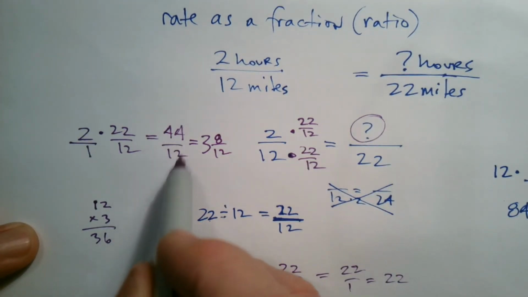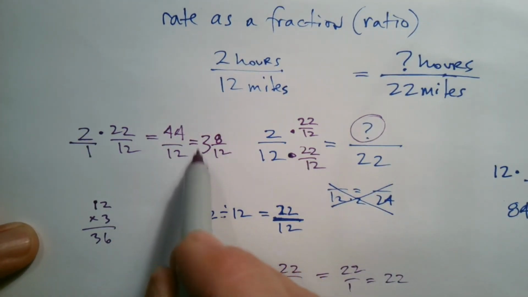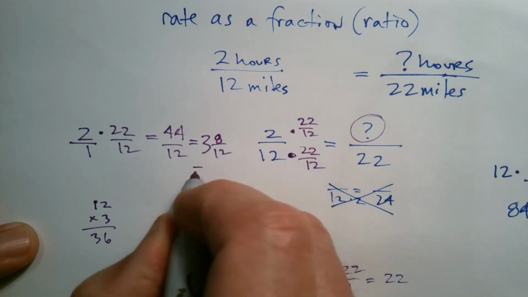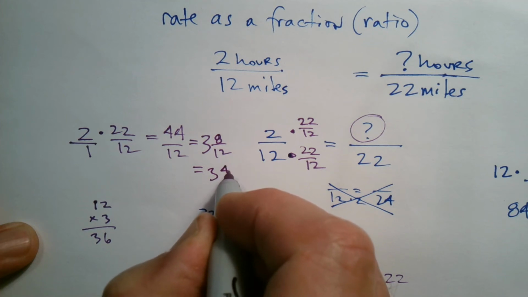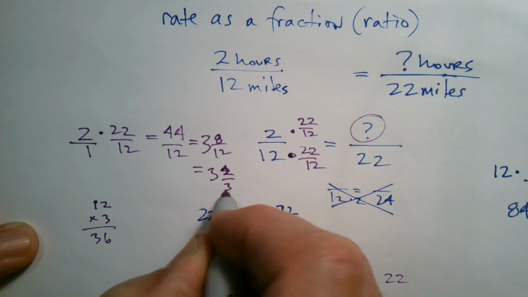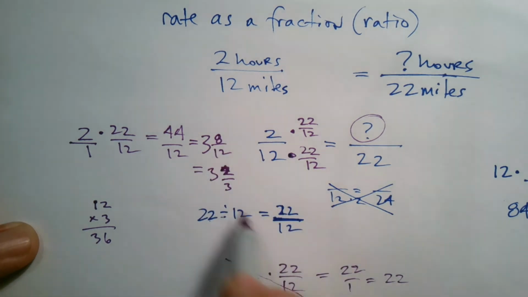So this is the division, but now it's written as a mixed number. And then 8 twelfths can be reduced. Nope, let's see. So actually it would be 2/3. I could divide top and bottom by 4. So 3 and 2/3. All right.